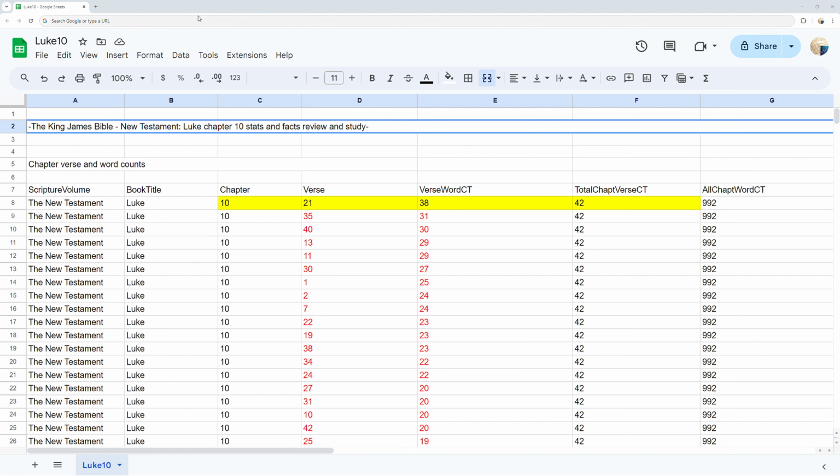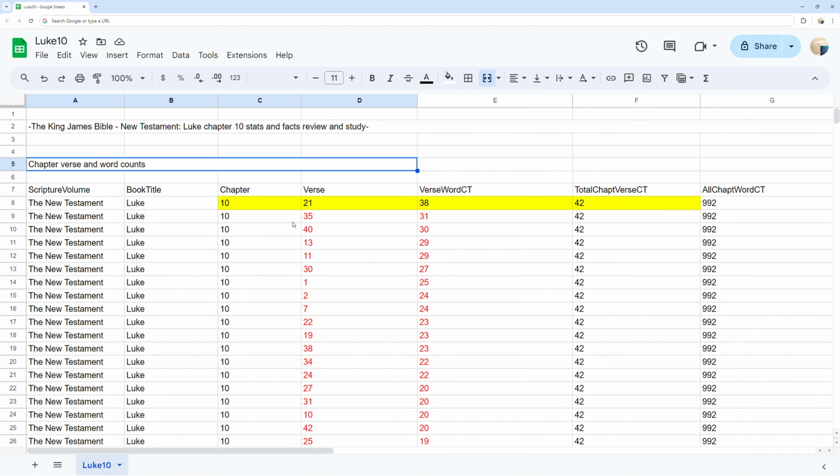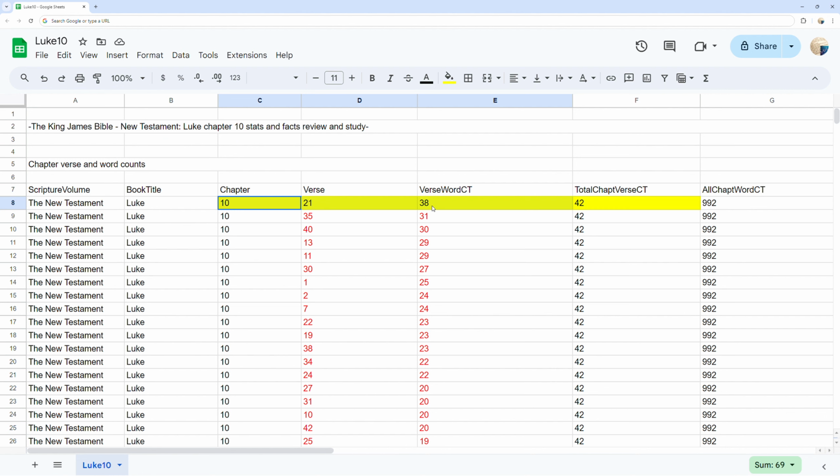The King James Bible, New Testament, Luke chapter 10 Stats and Facts Review and Study. Chapter, verse, and word counts. Luke chapter 10 verse 21 has the most words at 38 words.